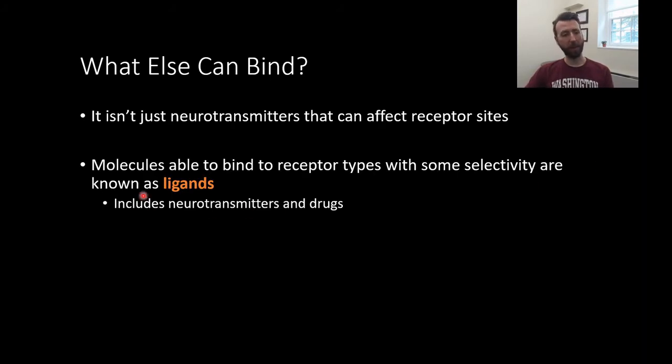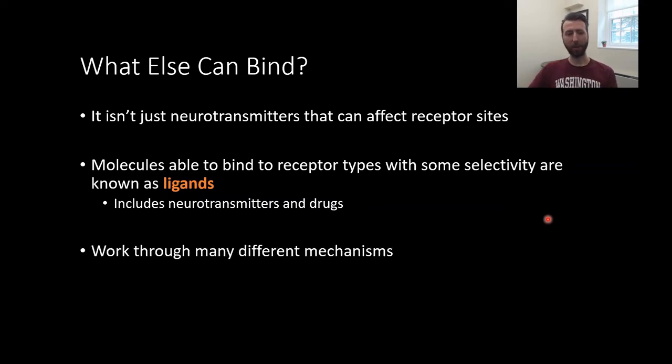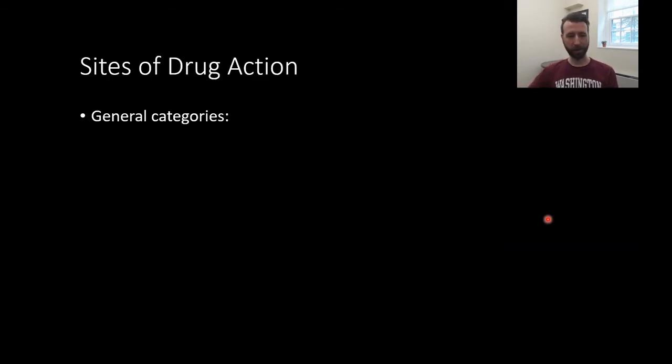There exist molecules that are able to bind to receptor types with some selectivity, and we call these ligands. So certain types of drugs can basically do what your regular neurotransmitters do. They can act just like them and bind to those receptor sites and produce similar effects. Alternatively, they can bind to the same sites and produce no effect or interfere with the functioning of that receptor. That's just one of many ways that drugs can work. Drugs work through many different mechanisms, and we're going to talk very briefly about some of the ways in which they can function. So, how do drugs do their thing?